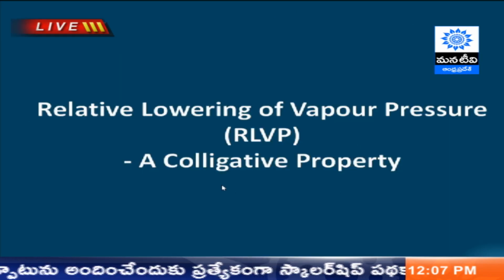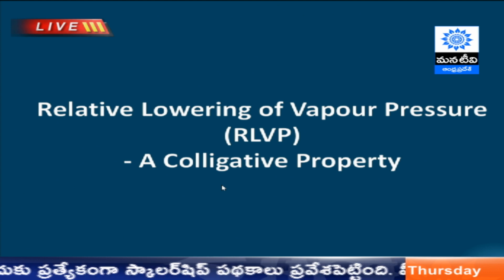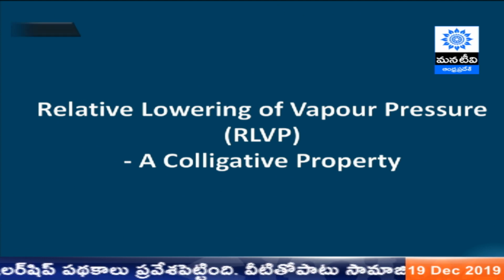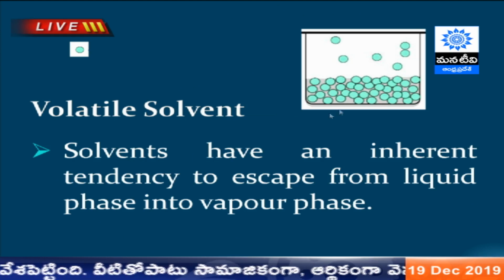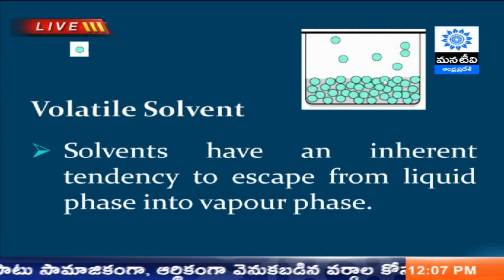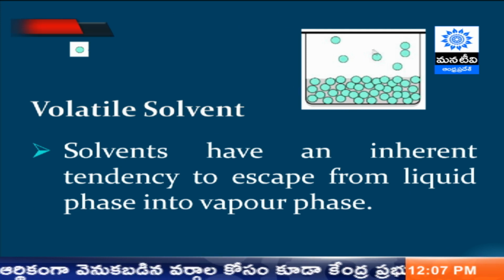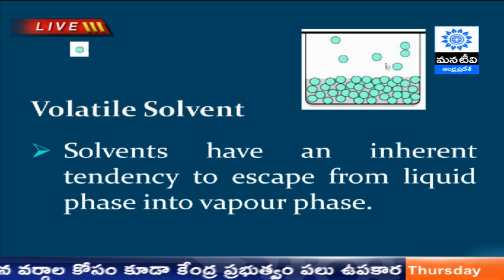Let us test whether RLVP, relative lowering of vapor pressure, is a colligative property or not. Let us consider the diagram that was already shown to you. You can see the volatile solvent. It is in the vapor state.